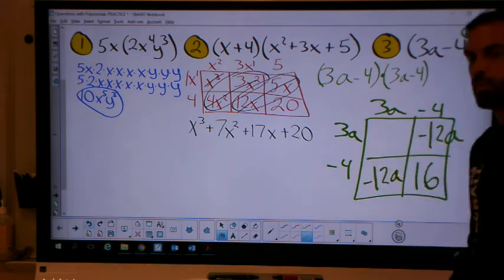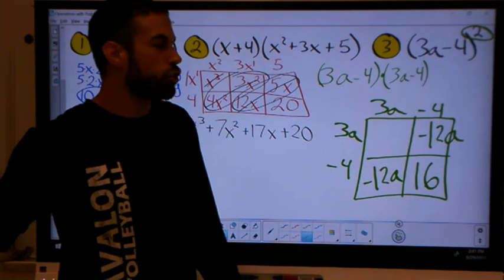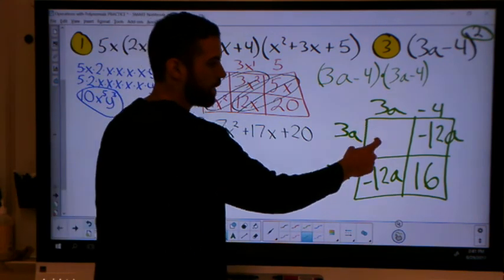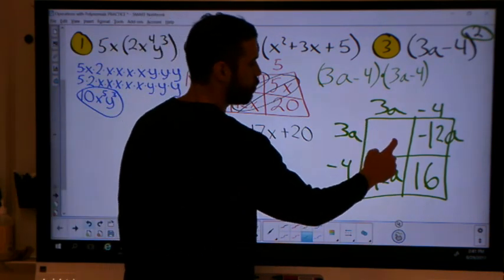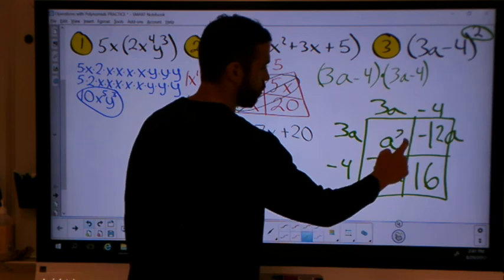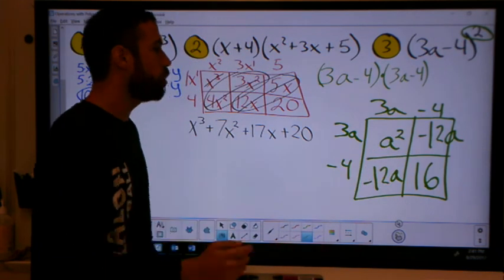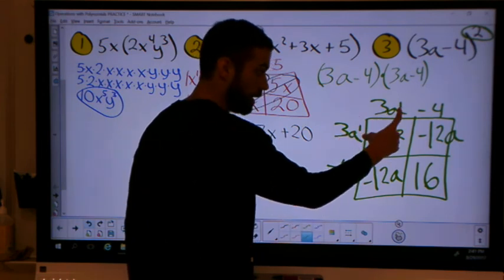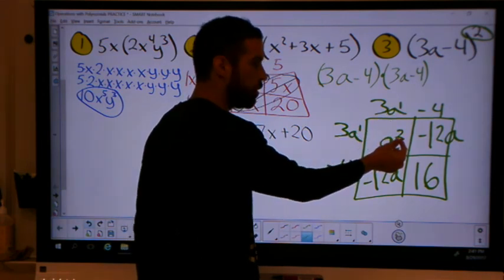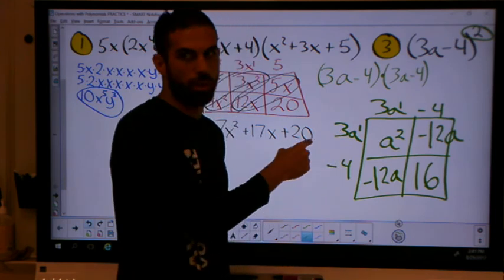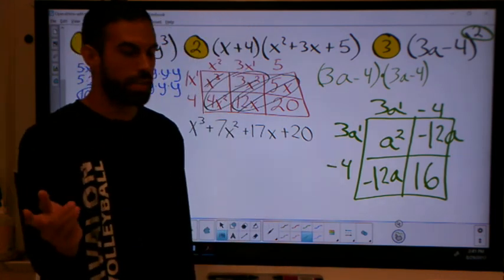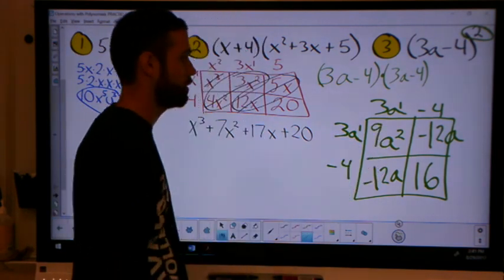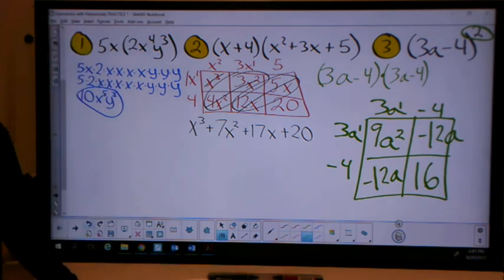But then the box that gave people the most trouble throughout the day today, Josh, 3a times 3a. 6a squared. Very close. The a squared part was excellent. You multiply a1 and a1, and you add the two ones, and you get 2, but you're multiplying 3 and 3. Josh? 9a squared. There we go. 9a squared is what I'm looking for. You always need to check.